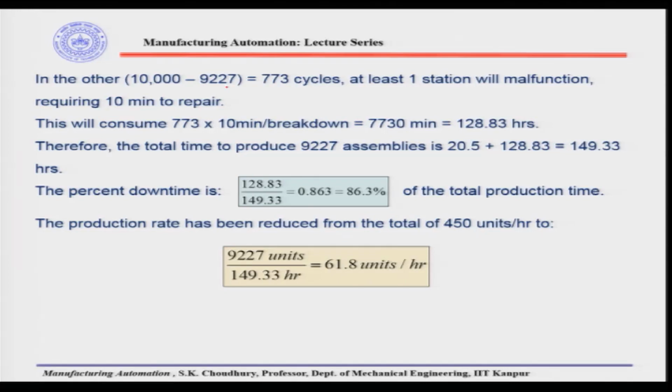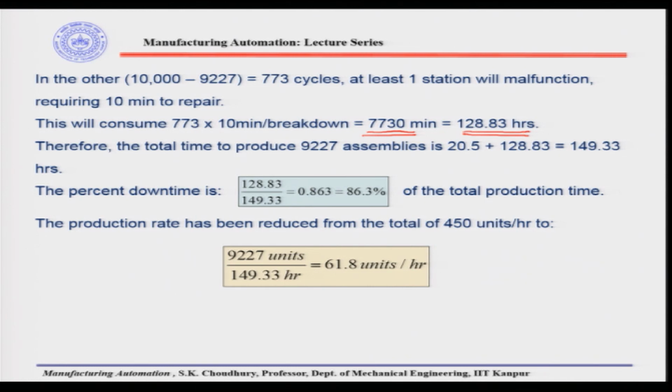Now, what about the other cycles? In 10,000 cycles, 9,227 assemblies are produced, and in 773 cycles at least one station will malfunction. That requires 10 minutes to repair. So, there are 773 cycles of malfunctioning, each requiring 10 minutes per breakdown. So, it will be 773 × 10, which is 7,730 minutes, that is 128.83 hours of breakdown.